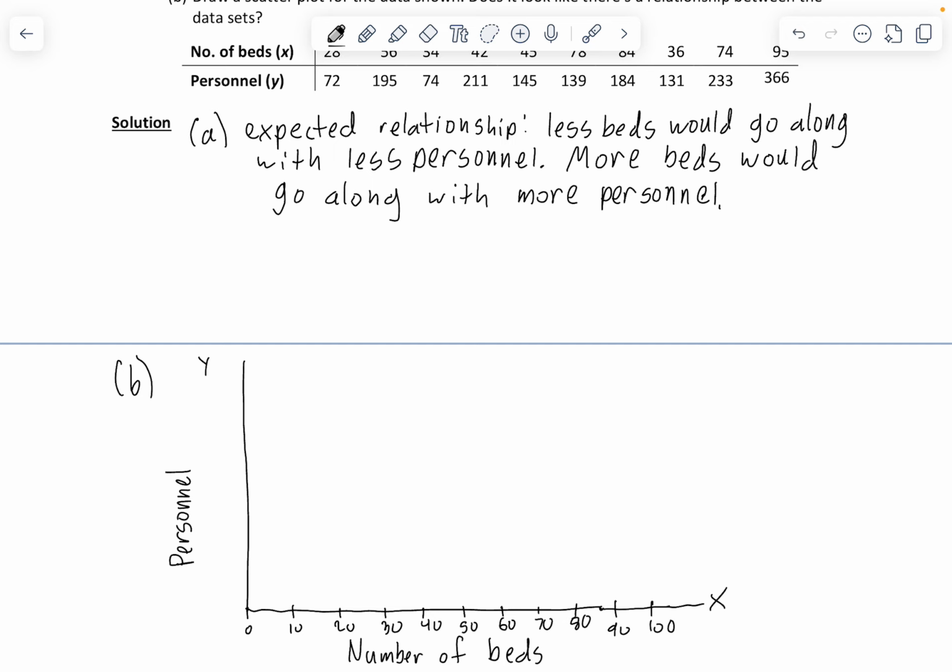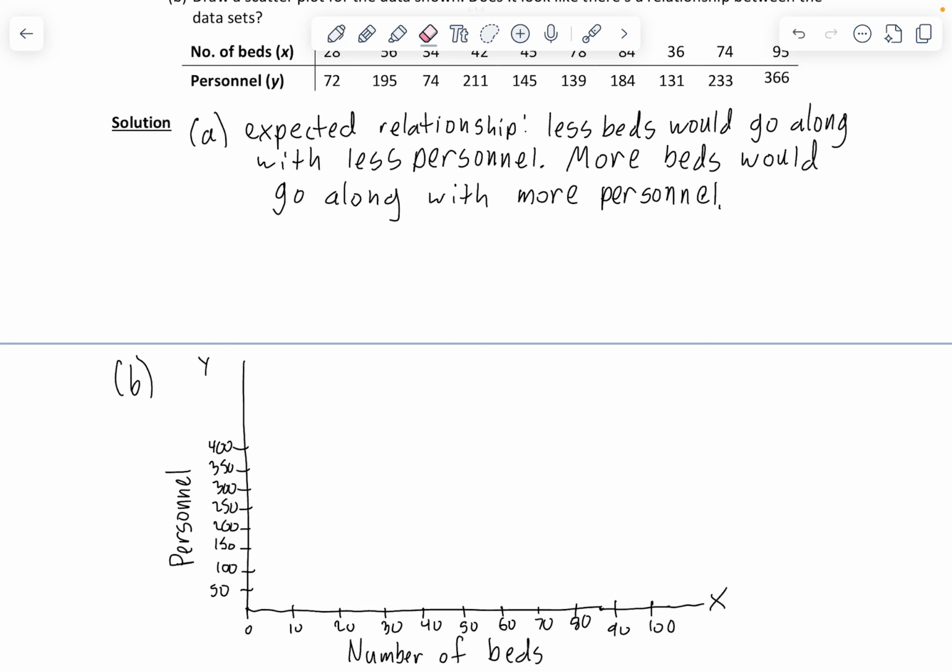So 0 again is at the bottom. So let's say that's 50, 100, 150, 200, 250, 300, 350, 400. I mean, that's really enough.